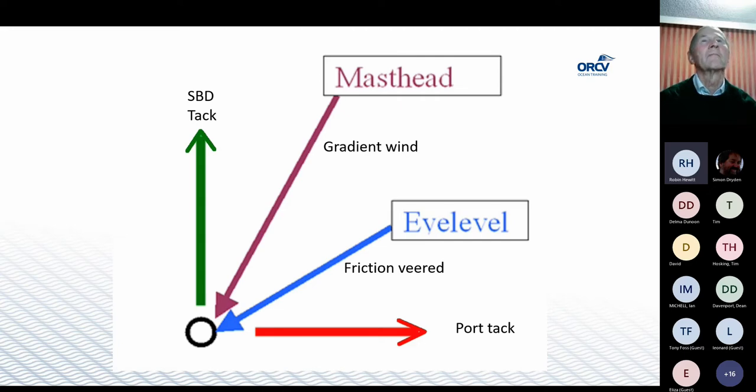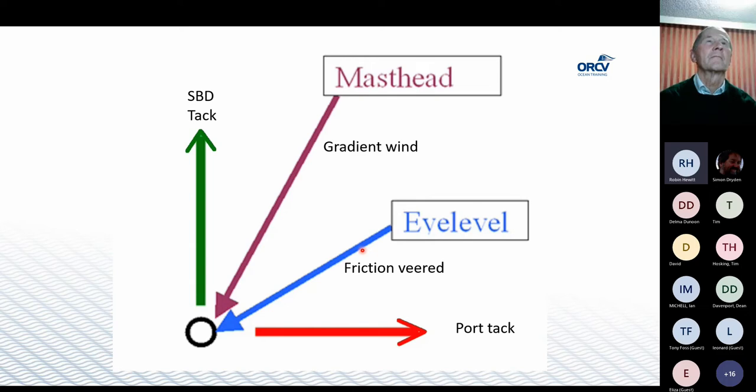And if we look at a boat sailing to windward, we've got the gradient wind, I've called it. This is local gradient wind. In other words, not at 1,000, 2,000 feet, but at the masthead height. We've got the gradient wind in this direction, but down at eye level, the wind is much more veered because the air has slowed down with the friction level and turned more.